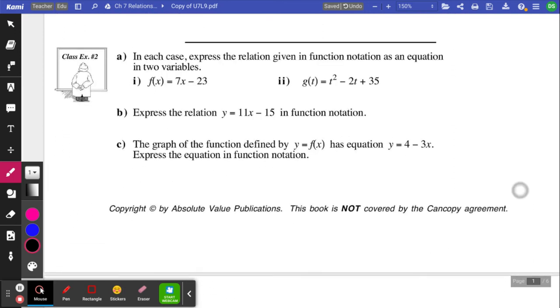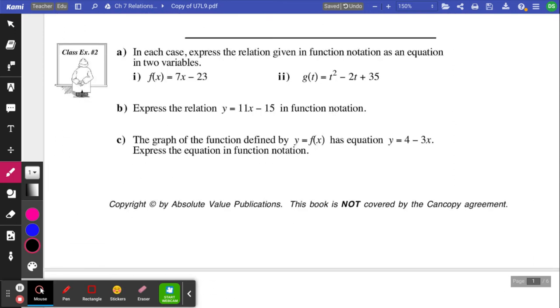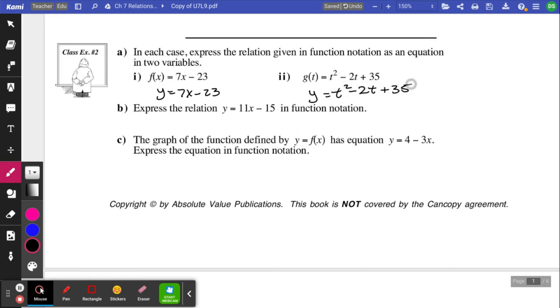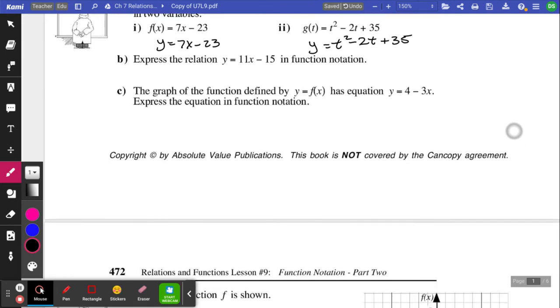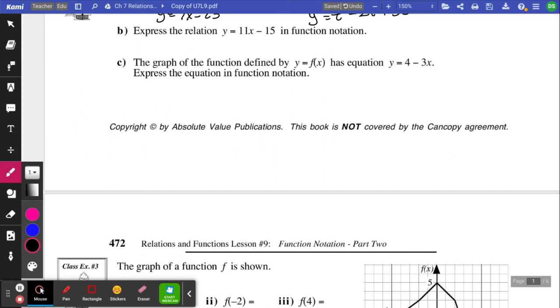Next part says, in each case, express the relation given in function notation as an equation. So if I want to write this in an equation, what do you write? Y equals. It's that easy, okay? If you want an equation, just rewrite the g of x with a y. Okay, next. Let's go back the other way. Express the equation y equals 11x minus 15 in function notation. What are you going to write? F of x. Okay, we're just going back and forth from equations to functions. They're just very interchangeable.